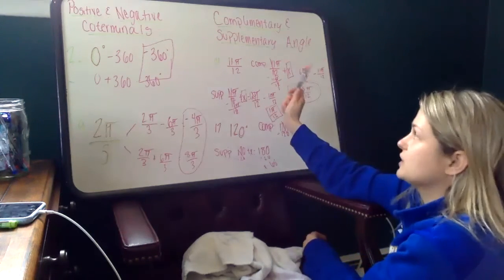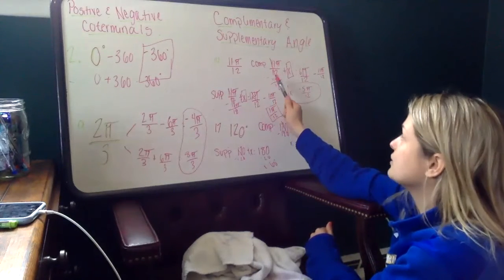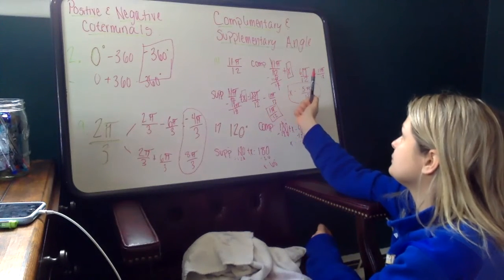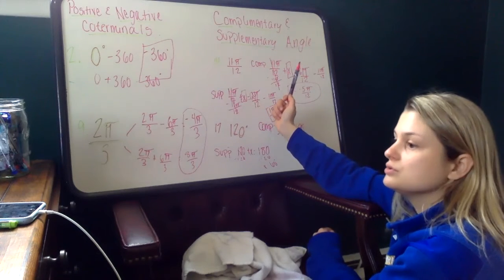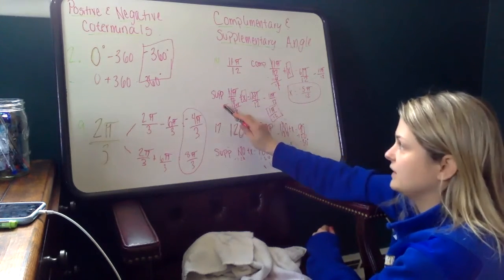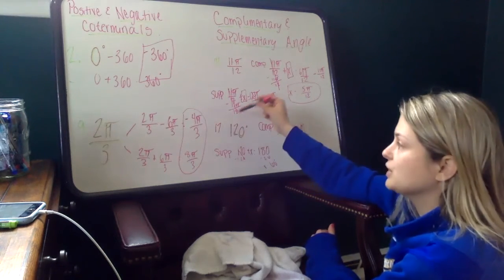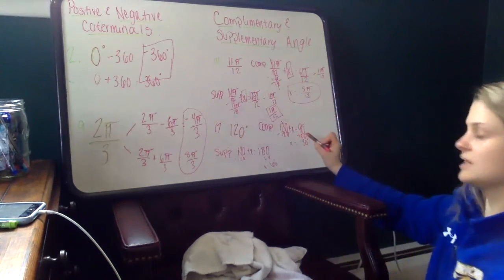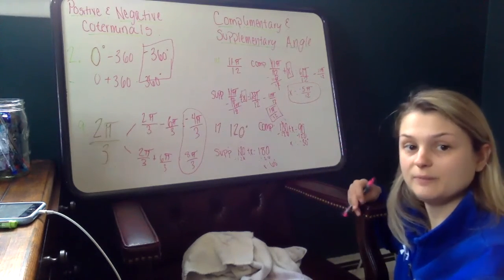So to reiterate for complementary and supplementary, when you're given radians, complementary, you set it equal to pi over 2. When you're given radians and you're finding supplementary, you set it equal to pi. Okay? When you're given degrees, you set it equal to 90 for complementary and set it equal to 180 for supplementary. Okay?